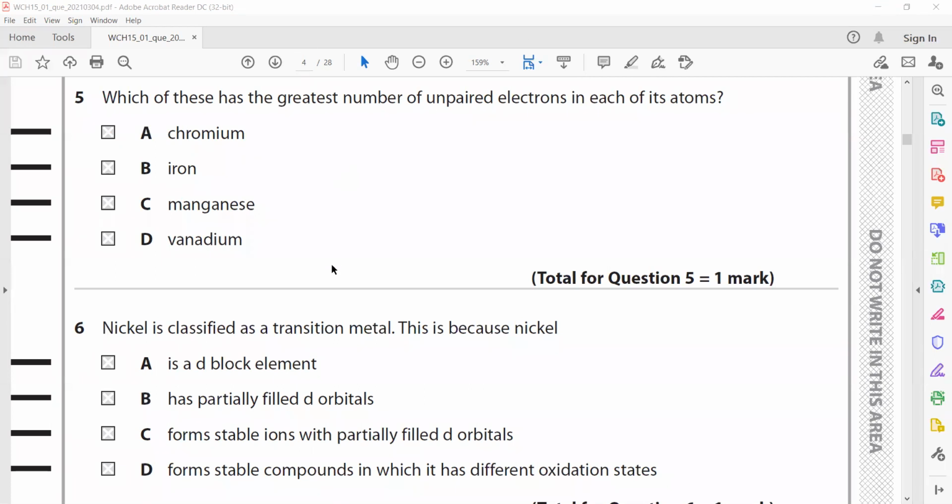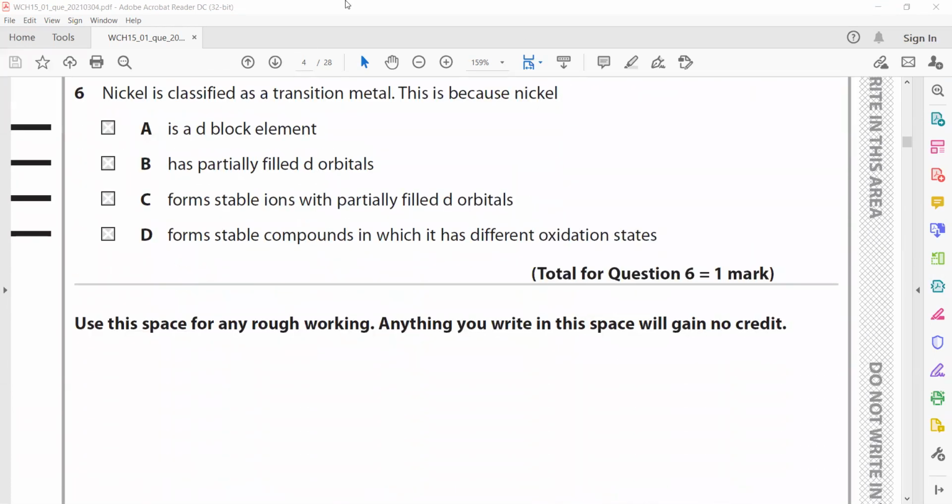Nickel is classified as a transition metal. This is because a transition metal should form a stable ion or stable compound with a partially filled d orbital. That's a condition, because scandium and zinc are d block elements, but they are not transition elements. They have d orbital electrons, but not partially filled ones, as is the case with scandium and zinc. So they are not transition elements.